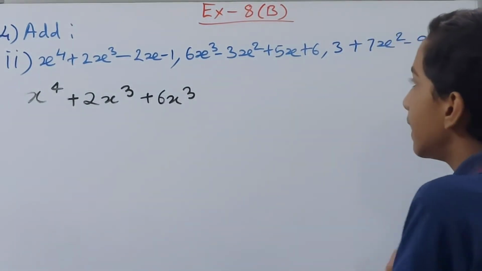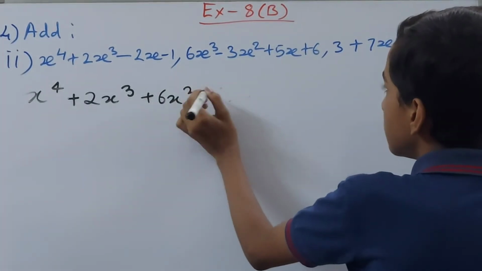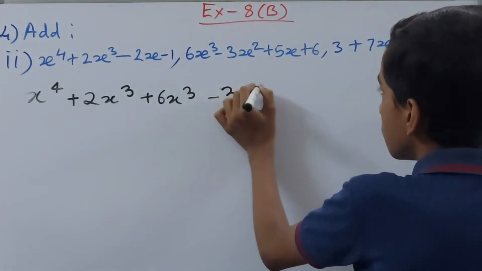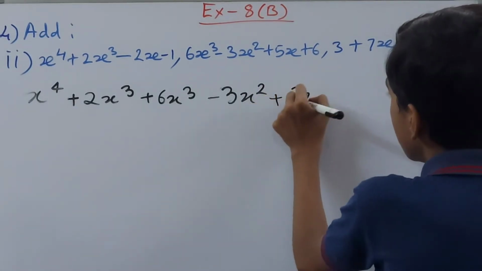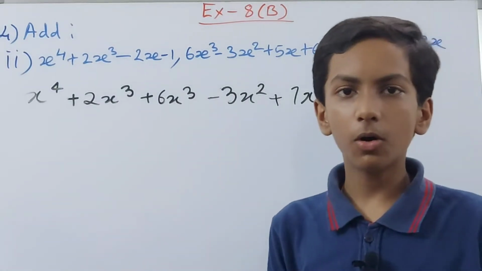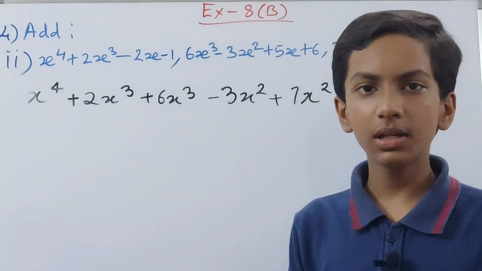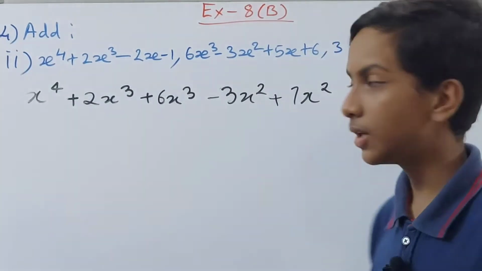Alright. Then next we have square. So this is minus 3x square and this plus 7x square. Alright. So we have to arrange them in the order of their degree. So descending or ascending, up to you. We mostly use descending only.